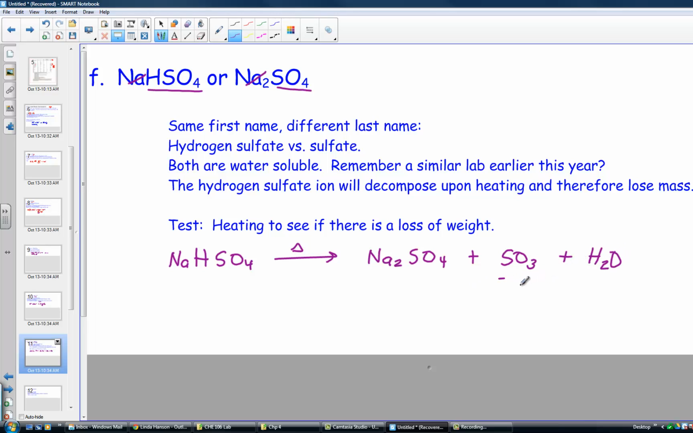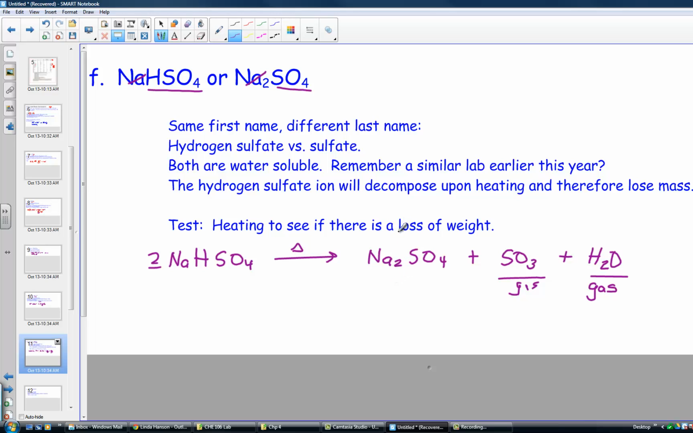This comes out as a gas, and this comes out as a vapor gas, and therefore, oh, I should balance this quick. Alrighty, there it is. If I indeed started with hydrogen sulfate and upon heating it, I end up with sodium sulfate. We've lost sulfur trioxide gas from the dish. We've lost water vapor from the dish.